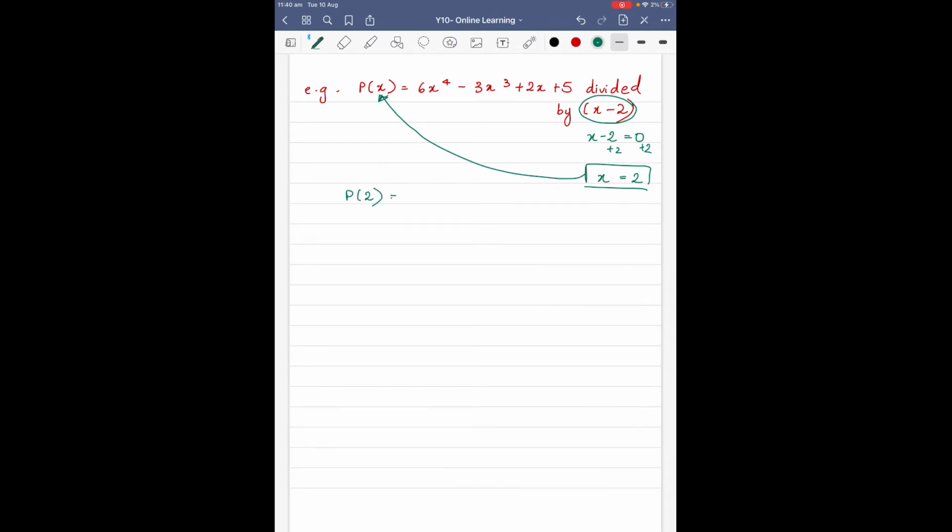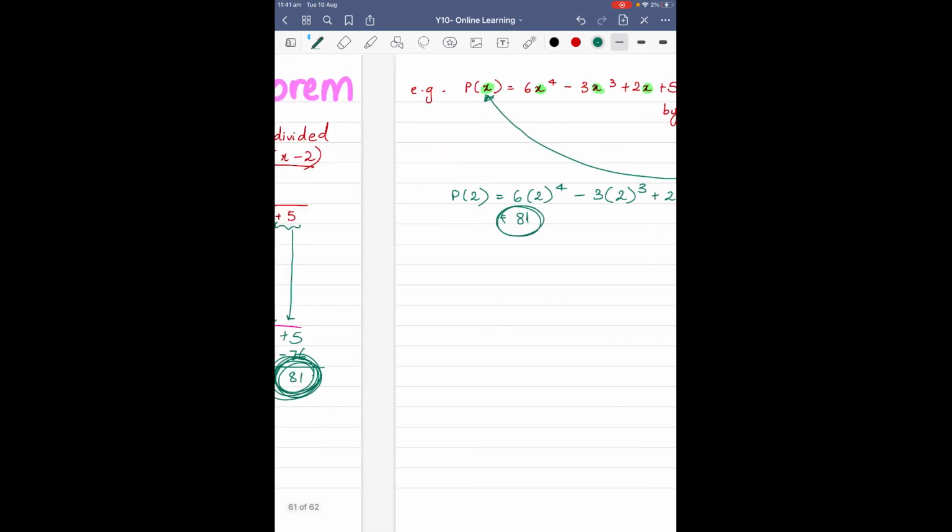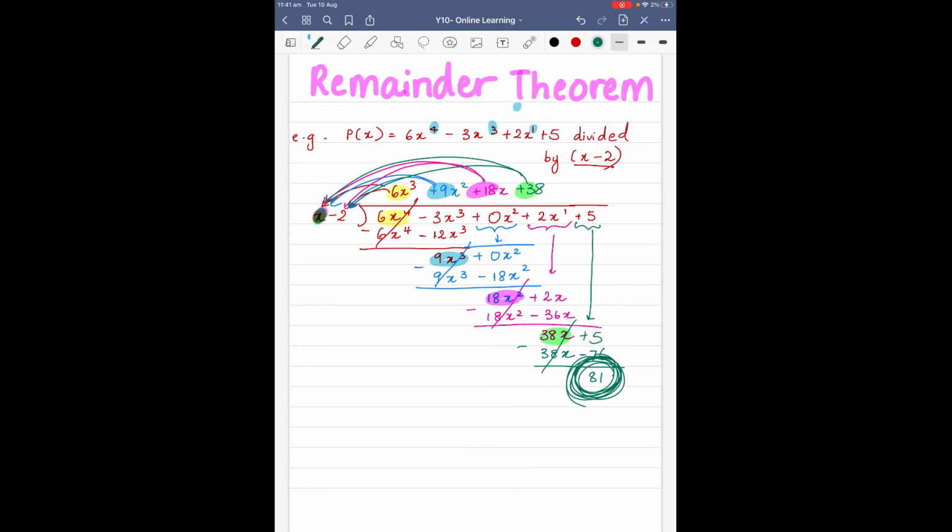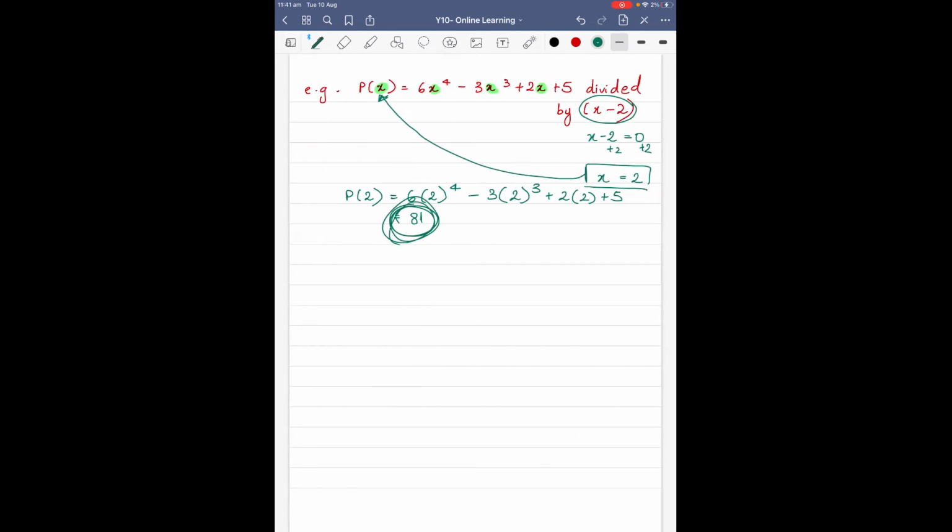Alright? We're going to substitute this into your polynomial. So we're going to say P(2). That means for every x you see, you're going to substitute the number 2. So 6 times 2 to the power of 4 minus 3 times 2 to the power of 3 plus 2 times 2 plus 5. Chuck all of this into your calculator. You would end up with 81. And isn't 81 your remainder for this one? This is the faster way to find the remainder without doing long division.